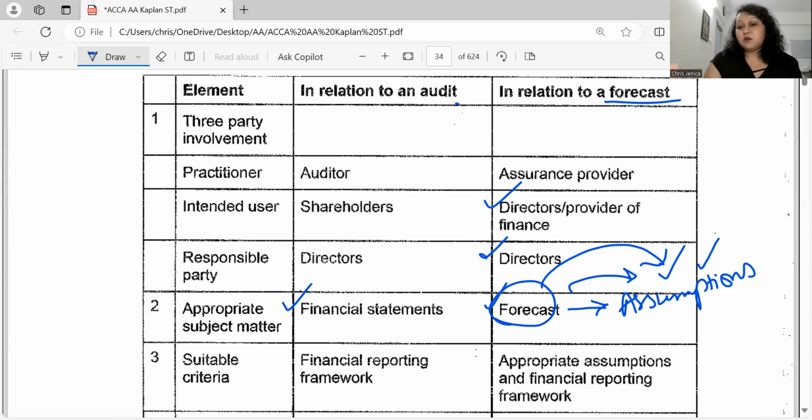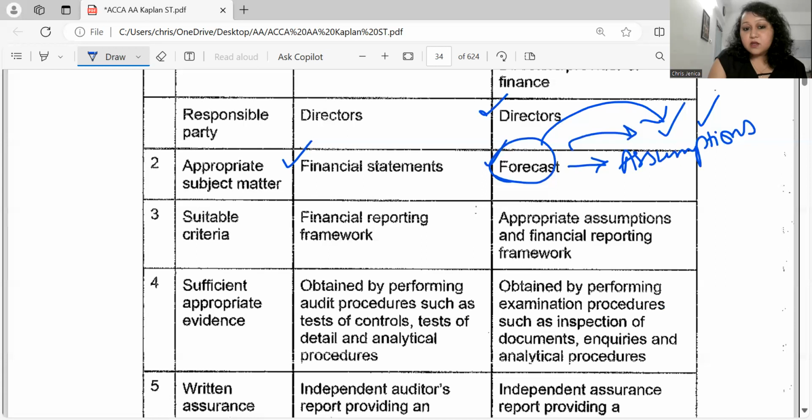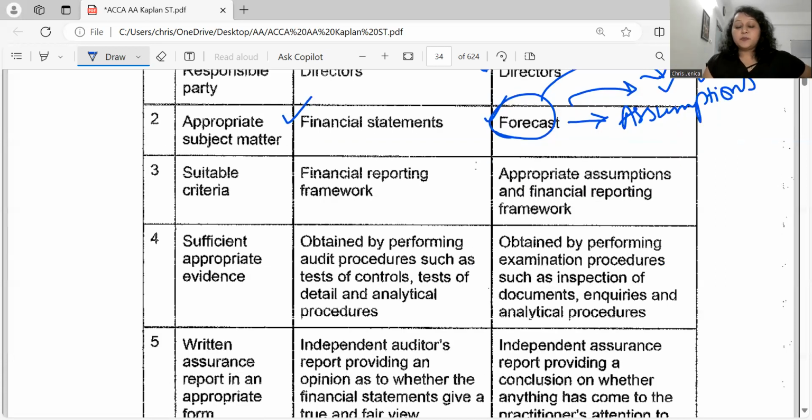Okay. Then we are not going to audit the forecast. It's going to be just an assurance engagement. So you're going to provide an assurance. So the assurance provider is the practitioner. Now, how do you obtain sufficient appropriate audit evidence? Basically, when it is an audit of financial statements, we will be carrying out appropriate audit procedures. That could be test of controls and substantive procedures, which include test of details and analytical procedures. We will be looking at this in detail.